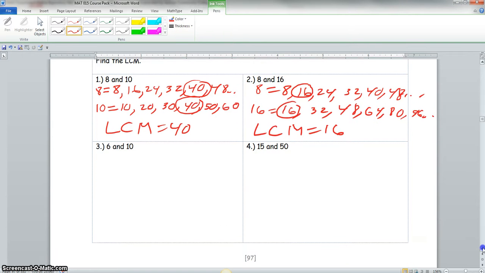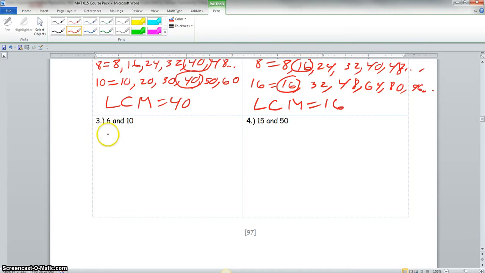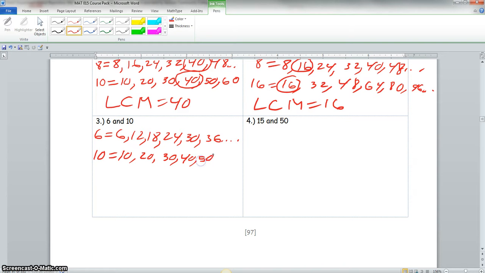Now we come down here to number 3. We have 6 and 10. So again, let's just go 6 places out. You have 6, 12, 18, 24, 30, 36, and we know we could go on further. Then we have our 10: 10, 20, 30, 40, 50, and also 60. Now, the least common multiple is 30 here, so the LCM equals 30.